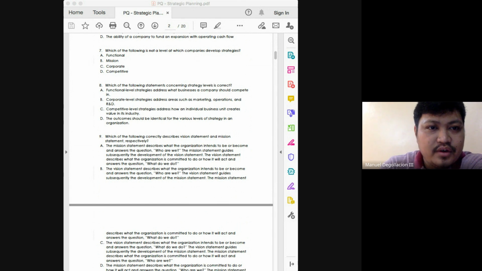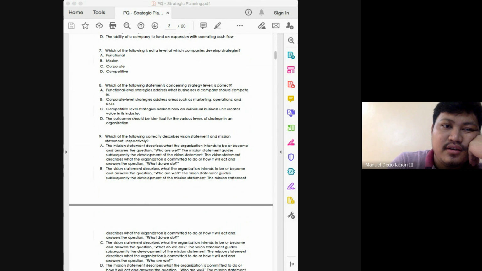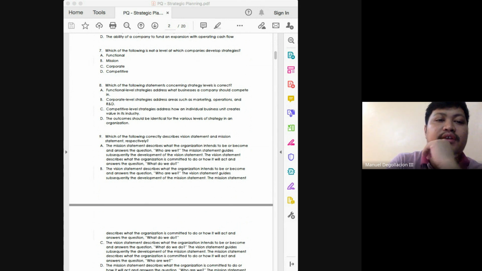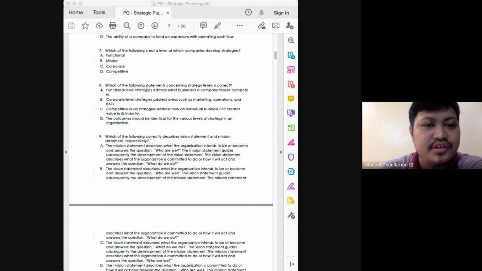Number eight, which of the following statements concerning strategy level is correct? Okay, so the answer here is letter C. Competitive level strategies address how an individual business unit creates value in its industry. Letter A and letter B are incorrect because they describe the other levels of strategies. For example, functional level strategies are those that address areas such as marketing, operations, and R&D. So the definitions were interchanged for letter A and letter B. Whereas corporate level strategies address what businesses a company should compete in.